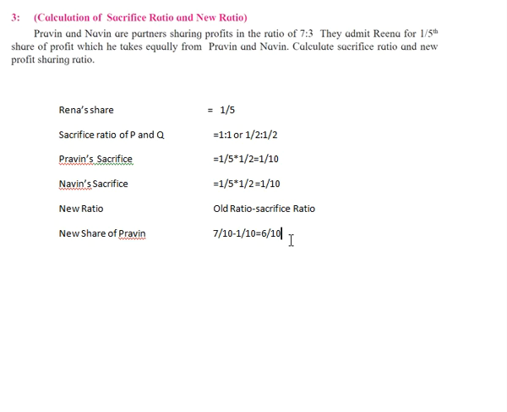And now we need to calculate the new share of Naveen. The new share of Naveen is 3/10 minus the sacrifice of 1/10. So he will get 2/10 as the new ratio.